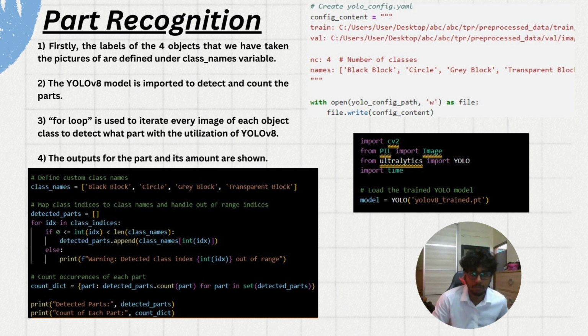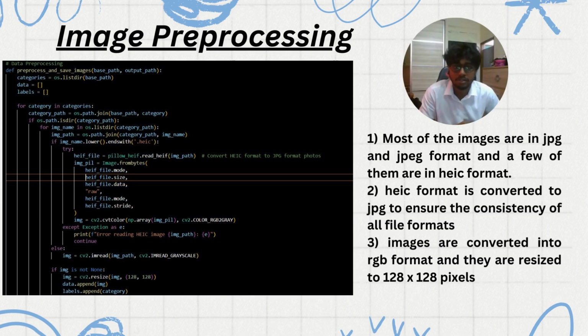Next slide, image preprocessing. Most of the images are in JPG and some are in JPEG format. Some of them are in HEIC, so those in HEIC are converted to JPG to ensure consistency of all file formats. Then the images are converted into RGB, red, green, blue format, and they are resized to 128 by 128 pixels.